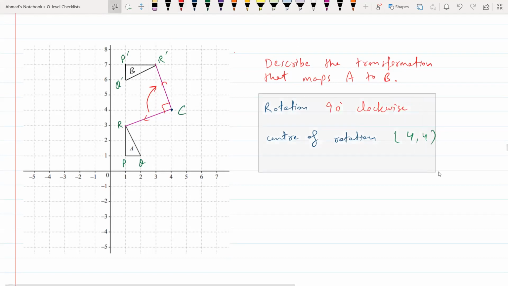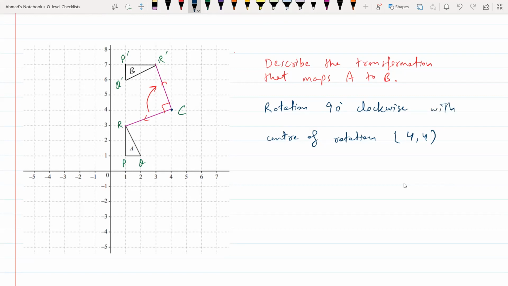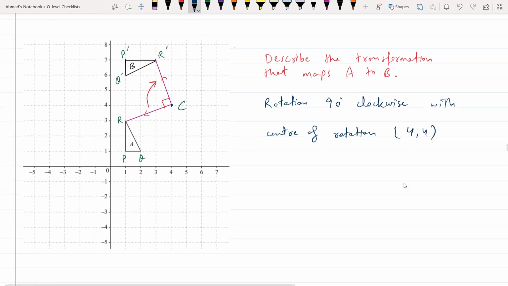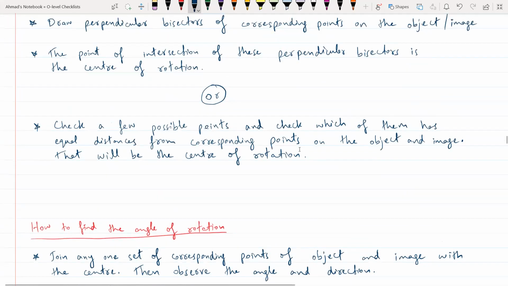You say it's 90 degrees angle. You have defined the angle. You tell which direction it is, clockwise or anti-clockwise, and then you tell the center of rotation. So it's a rotation 90 degrees clockwise with center of rotation (4, 4). Okay, so that's the rotation. So that's how you find the center of a rotation.